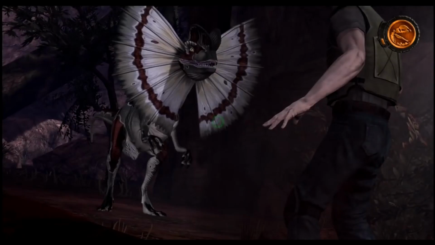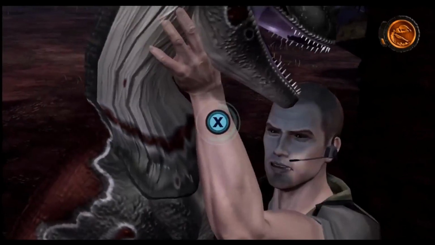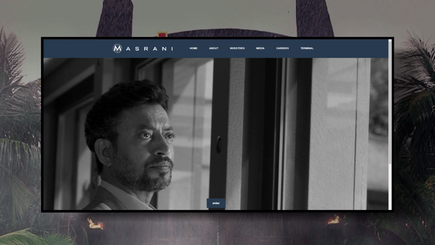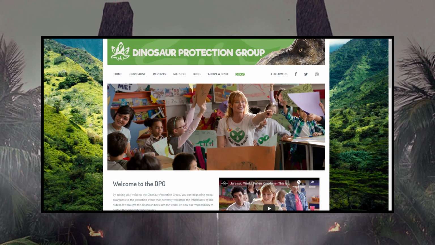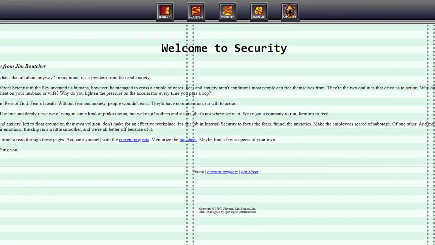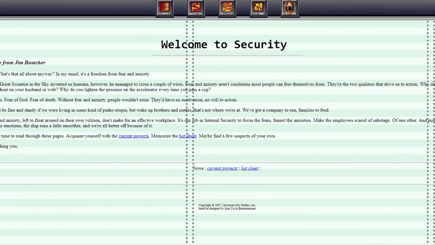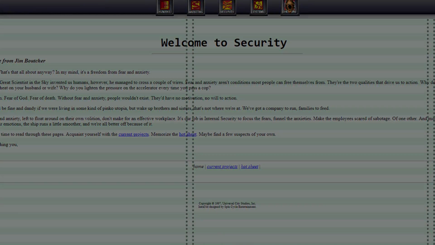long dead and gone. Now we have to talk about the websites, or viral marketing, that's come out in support of the movies. So far, a few sites have been made. The Lost Worlds website, Masrani Global, the Dinosaur Protection Group site, and Extinction Now. All of those are canon to the movies, except for the Lost Worlds website. And let's talk about why.